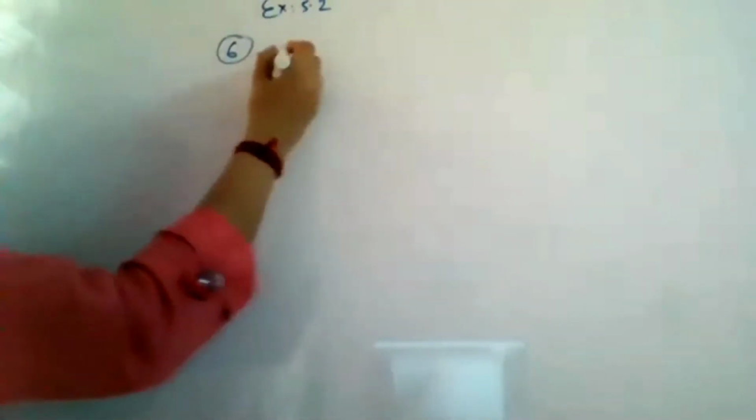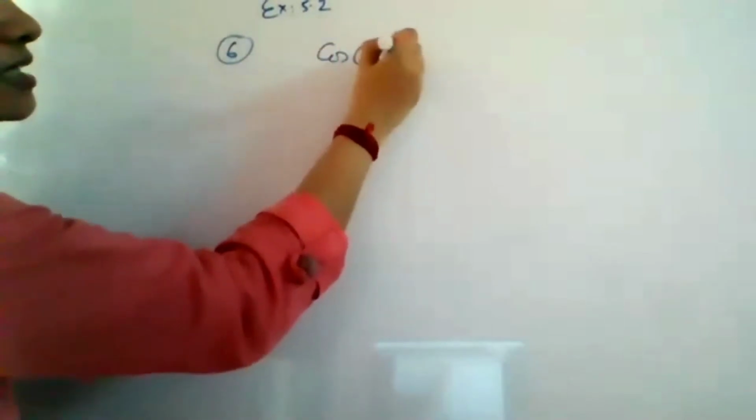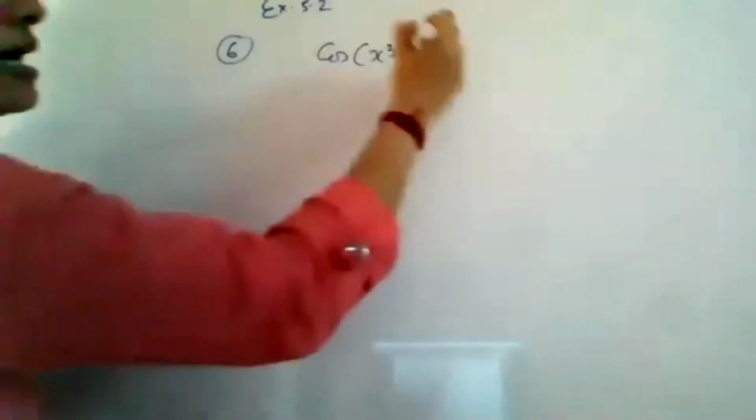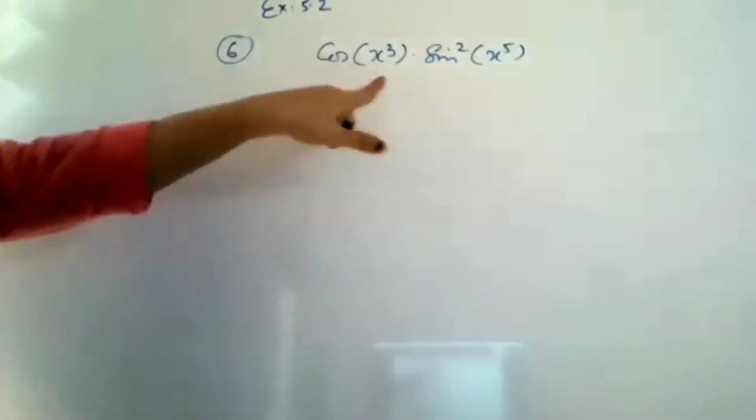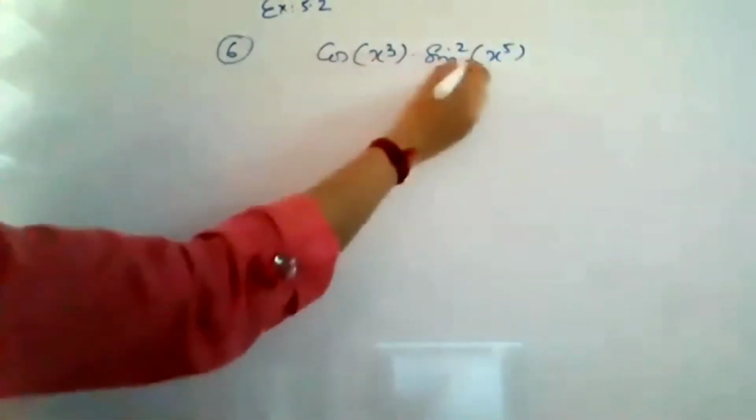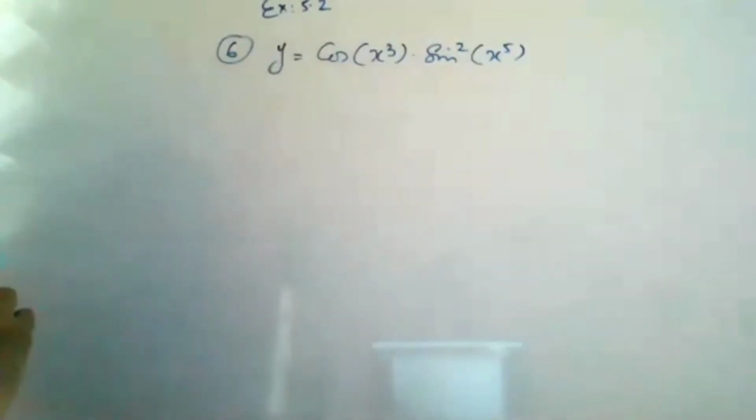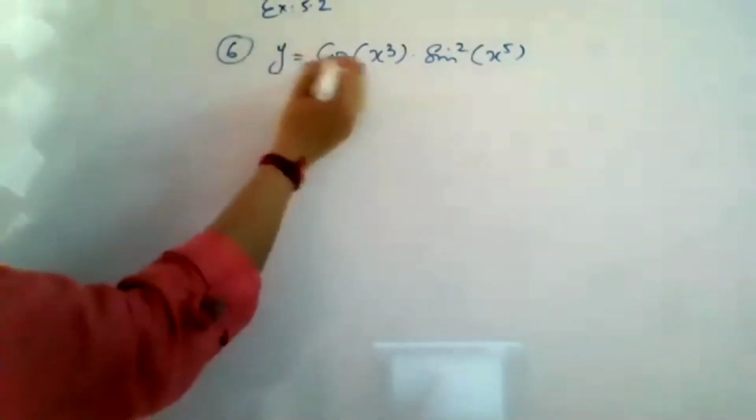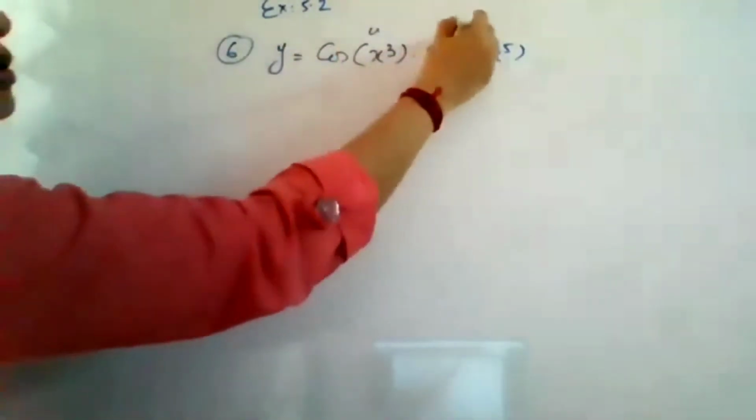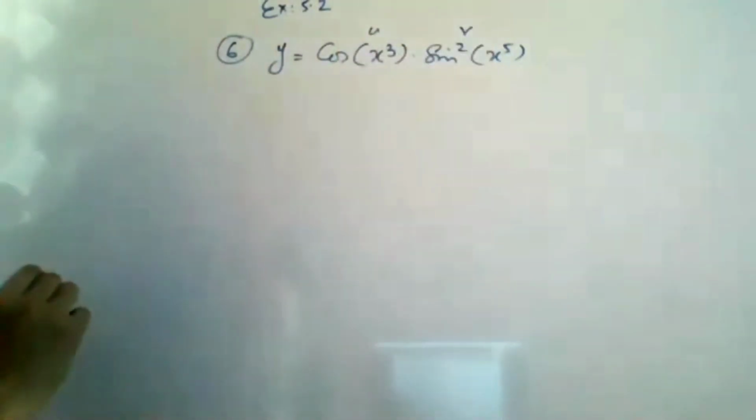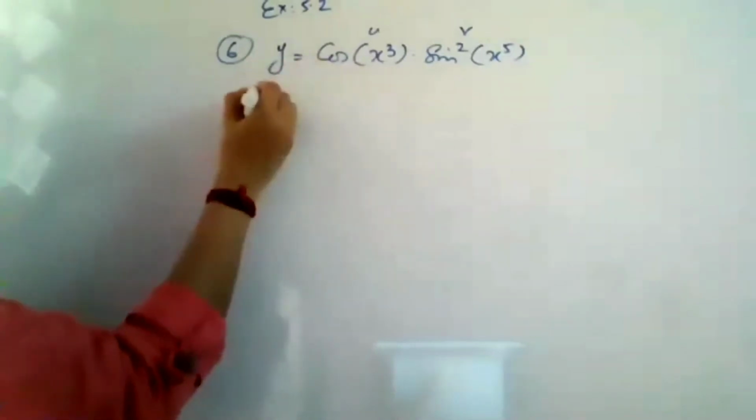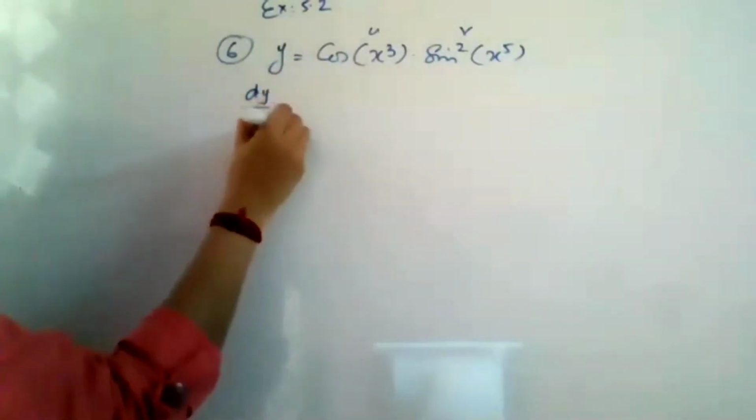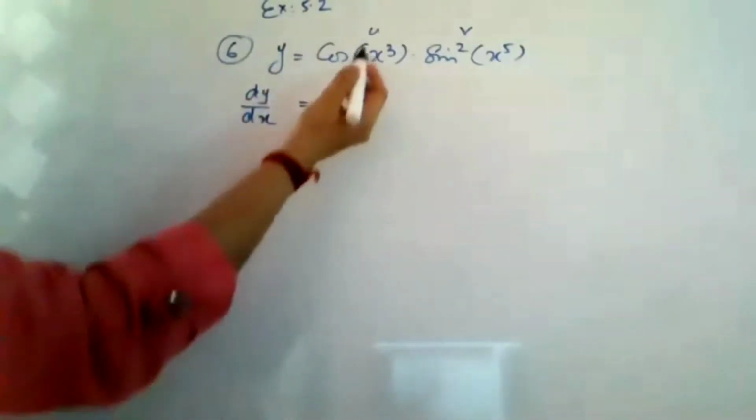Sixth question is cos of x cube into sine square of x raised to 5. So we'll substitute this total in terms of x. We will write y is equal to... Now, in order to differentiate, you have two functions. Suppose this is u and this is v. You have to use your product rule in order to find the derivative.